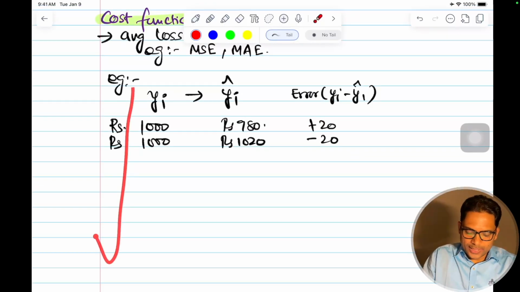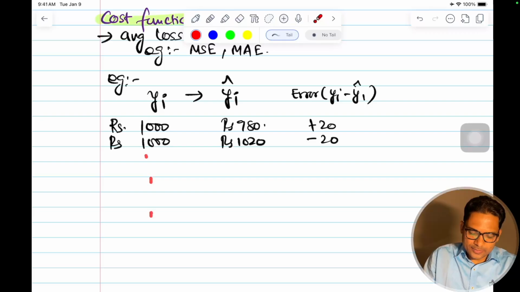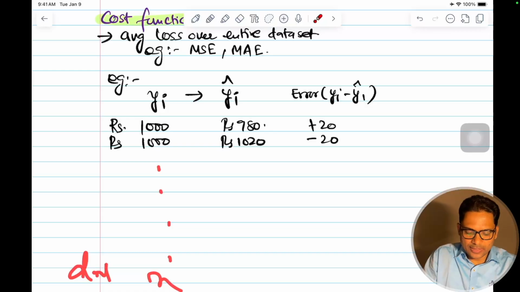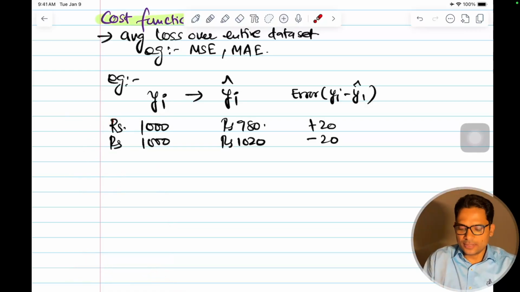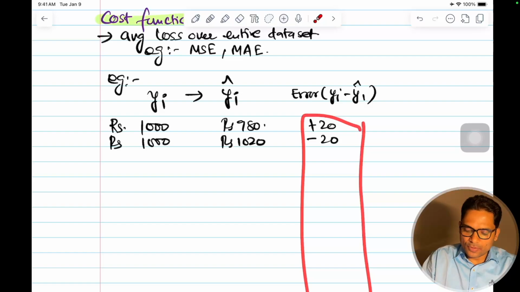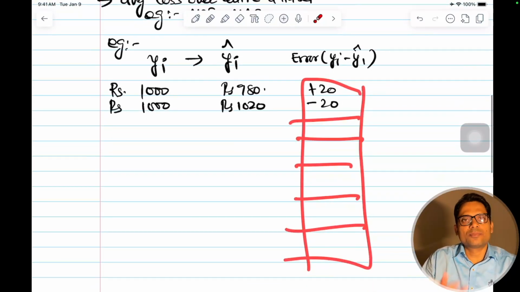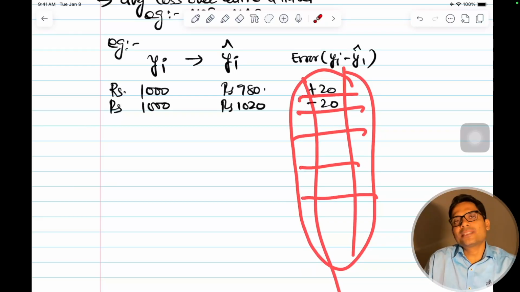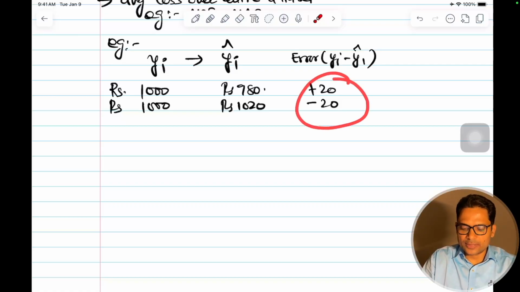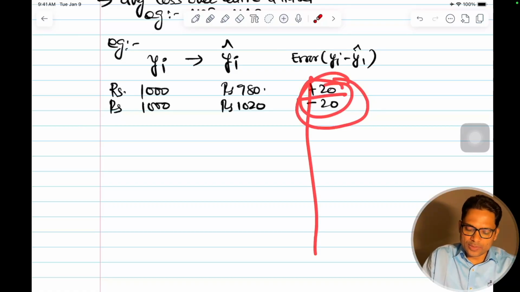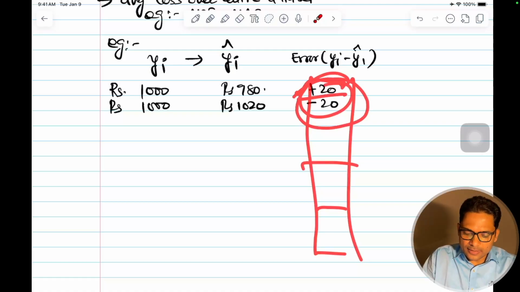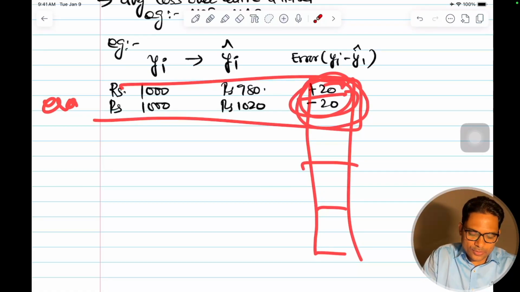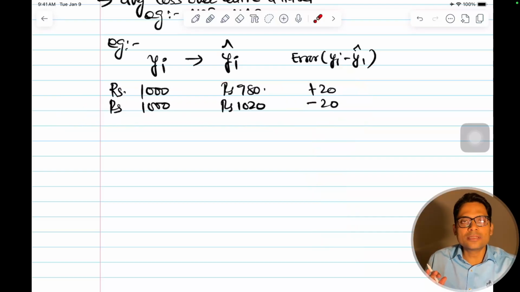So if I make n measurements for n data points, these are individual data points, and I take a sum of all the entries, can I say this is the total error I made, the magnitude of the total mistake? Will that make sense? No, right? You can see in this example itself, this is plus 20, this is minus 20, and if you sum them up, the net error for these two transactions is 0. That's why just taking a simple sum of the errors is not a good idea.